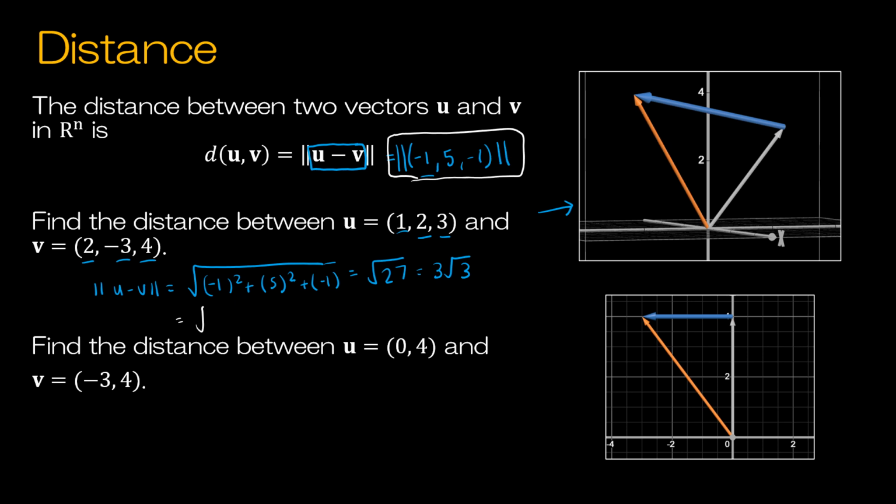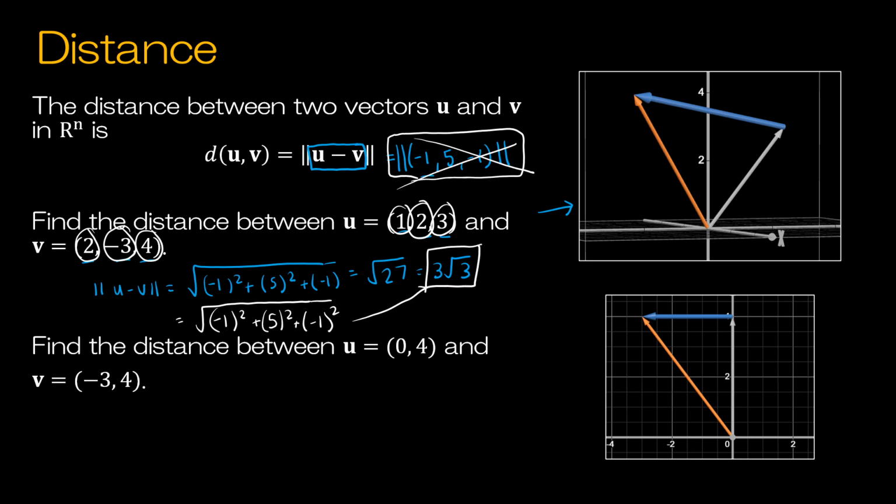So typically what I do is I skip this step, and then I just go straight to 1 minus 2, which is negative 1 squared, and 2 minus negative 3, which is positive 5 squared, and then 3 minus 4, which is negative 1 squared, and we can see that's the exact same solution of 3 radical 3. If you would, press pause and try the second question on your own. This one's much easier to visualize because we're dealing in R2.